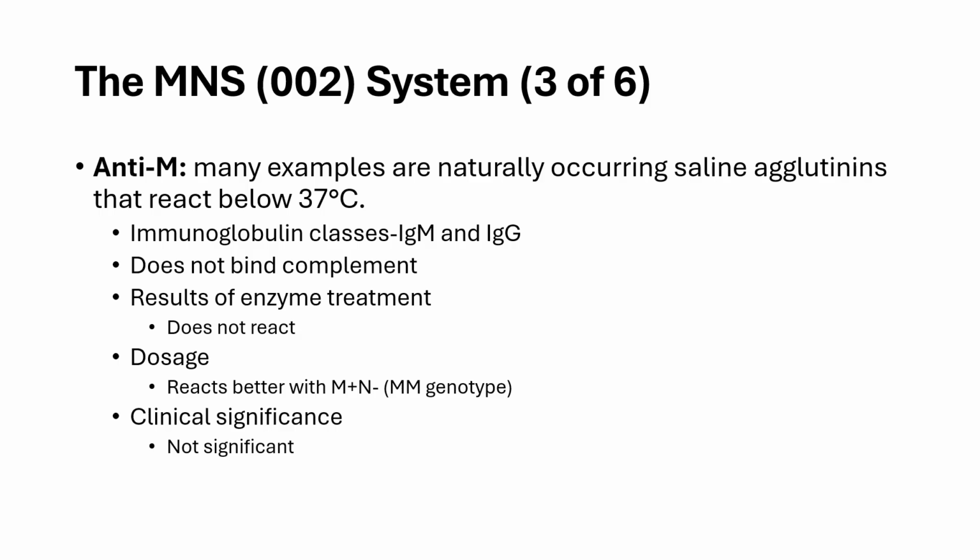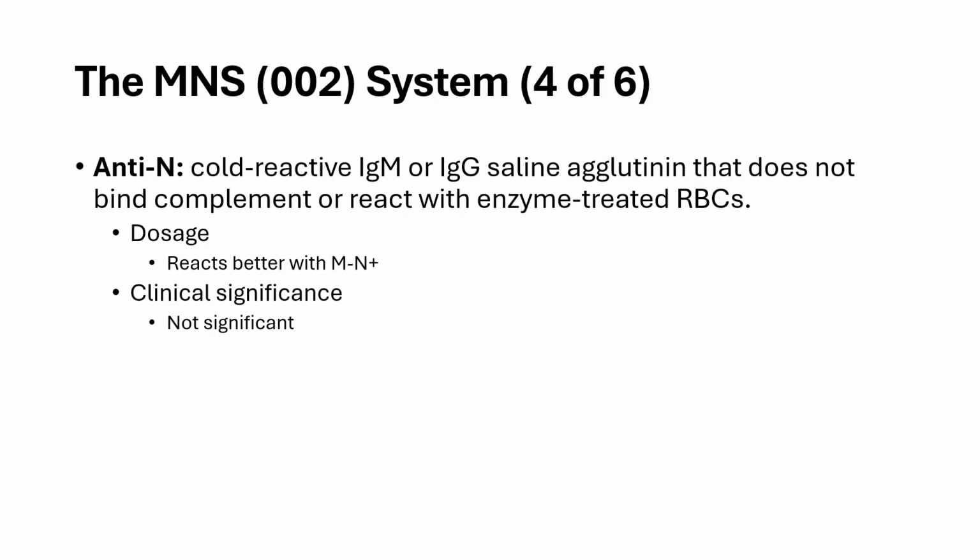For dosage effect, it reacts better with M positive and N negative, so a homozygous capital M genotype. It's going to have that dosage effect where it's going to give stronger reactions. These ones are generally not clinically significant, so we don't usually worry too much about these.